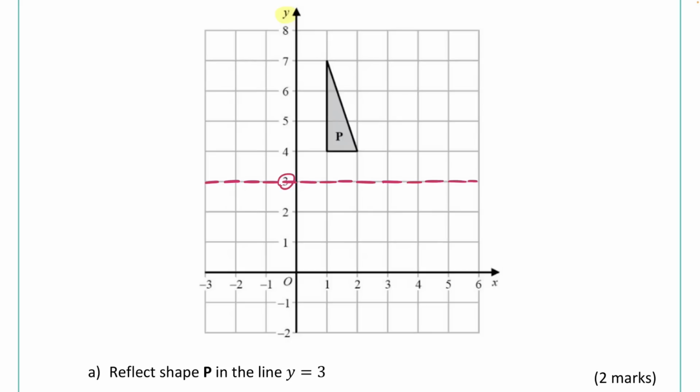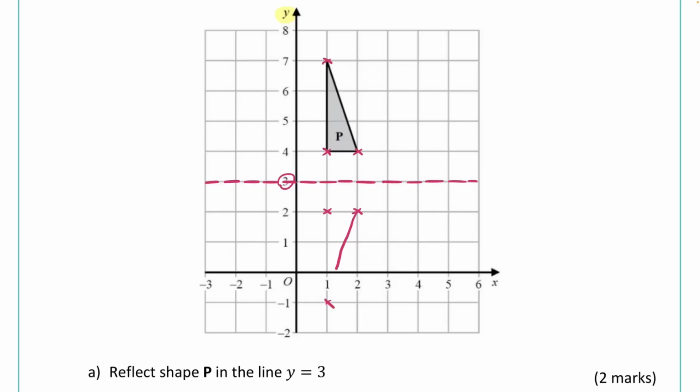I just need to reflect the shape. I'm going to go point by point, looking at each vertex here, and just making sure it's the same distance away. There's the first 2, and I just need to be very careful with this top point here, as that's 1, 2, 3, 4 squares away. So 1, 2, 3, 4, and there we go, it lands just there.